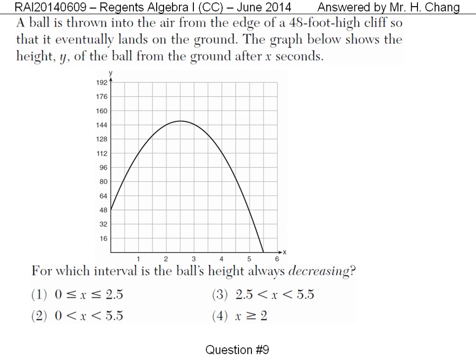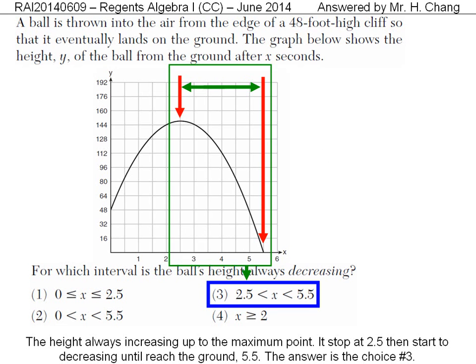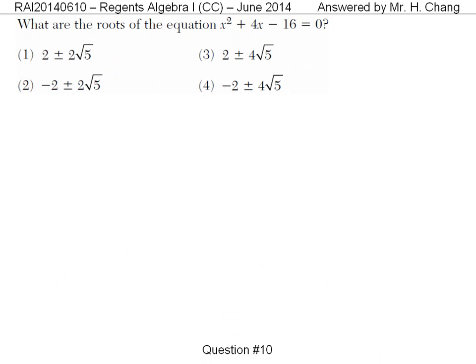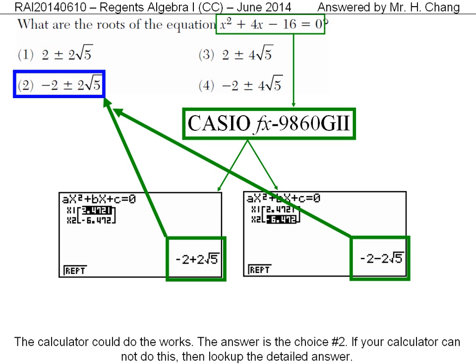Question number 9. The height is always increasing up to the maximum point. It stops at 2.5, then starts decreasing until it reaches the ground at 5.5. The answer is choice number 3. Question number 10. The calculator could do the work. The answer is choice number 2. If your calculator cannot do this, then look up the detailed answer.